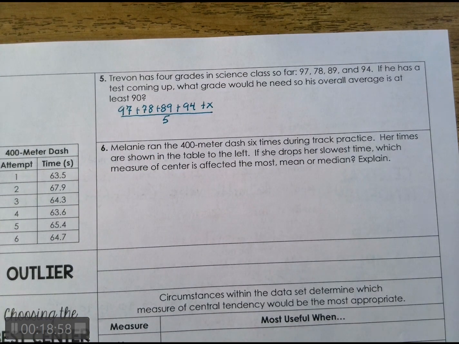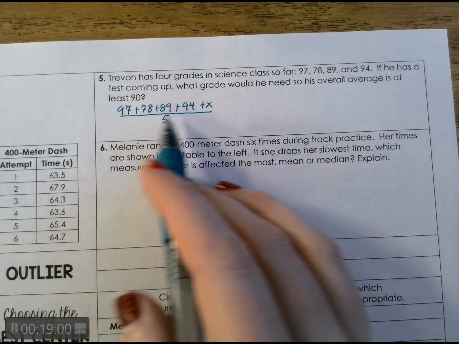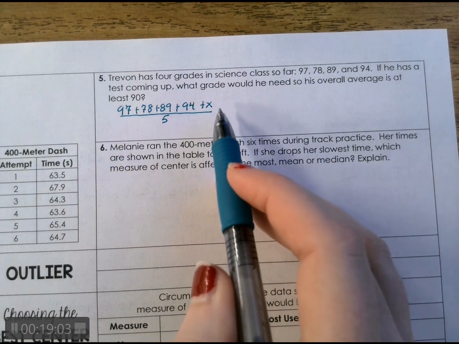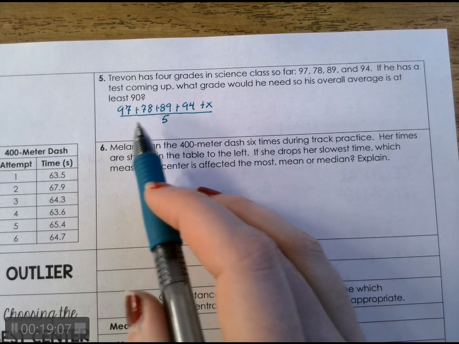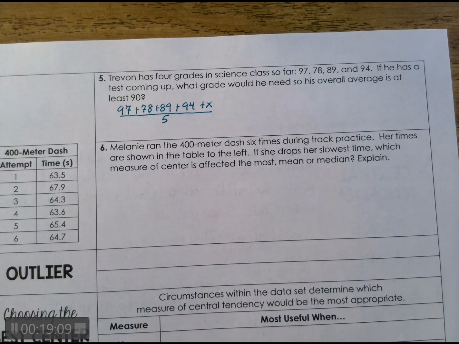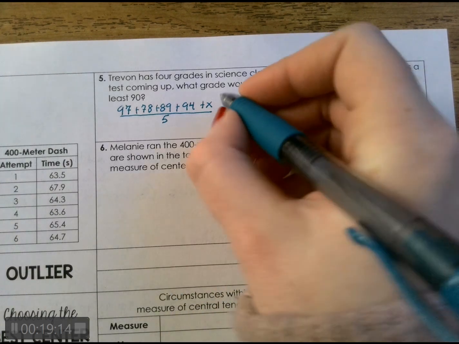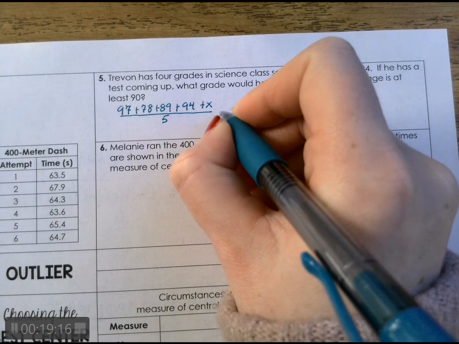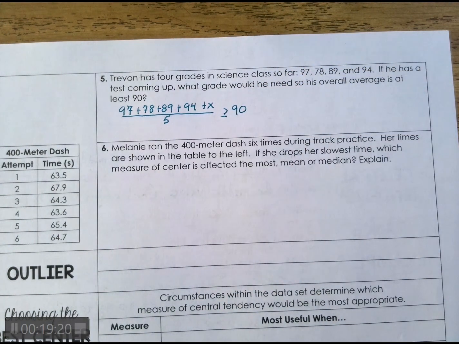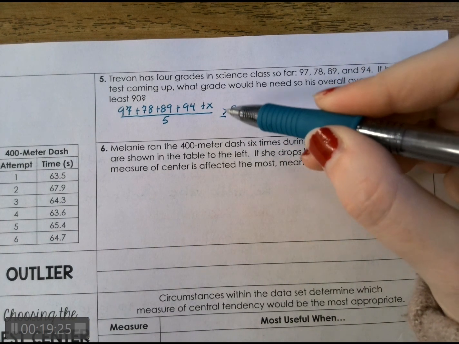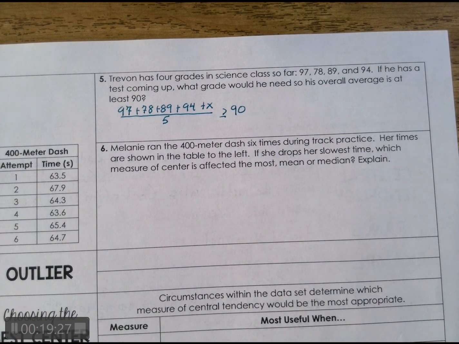Doing all right so far? Just adding up all of his tests with one unknown test because we don't know what he's going to get. Finding the average, we have 5 tests. And then, if he wants it to be at least 90, we want it to be greater than 90, but we're okay with it equaling 90. Alright? And that's what this inequality means. Greater than 90, but it could also equal it.